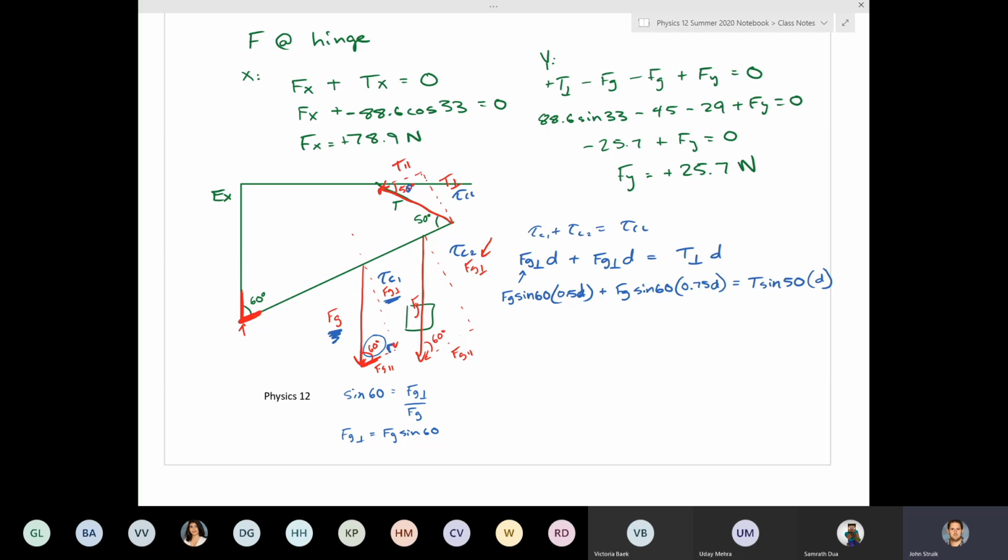Okay, it probably seems like a lot. Hopefully it makes sense in terms of breaking individual forces into components and finding which components actually cause torque. Any questions about that one?